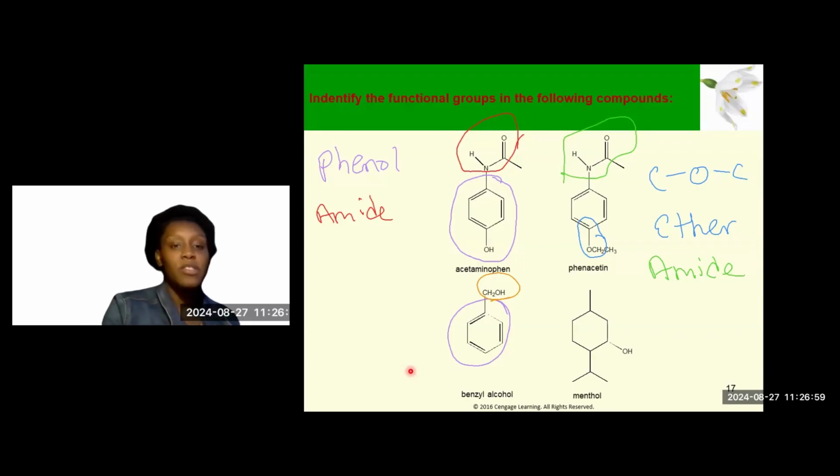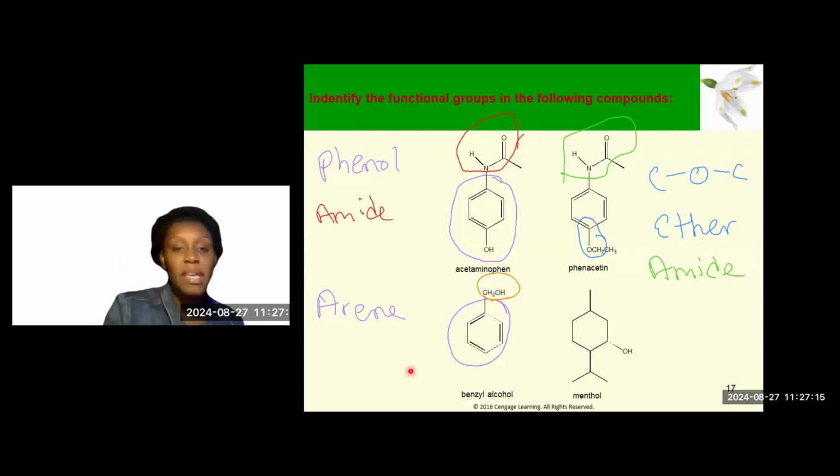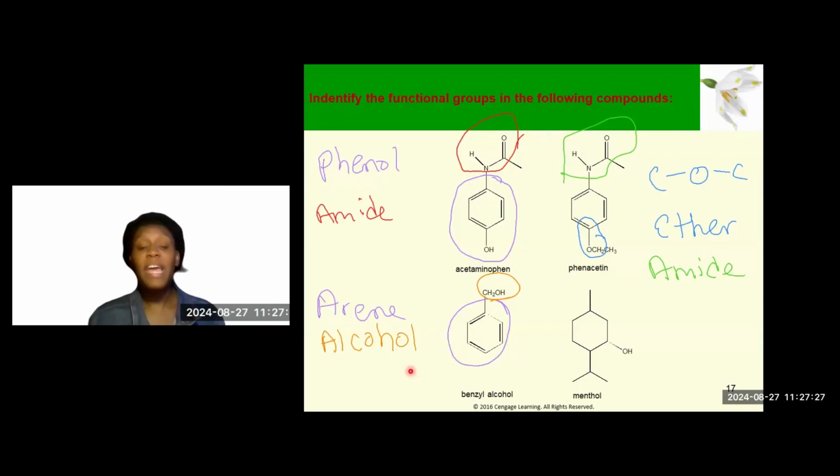All right, so with these functional groups, again, you have an arene. Now notice, don't get confused. Even though there's an OH in the arene, the OH is not directly attached to the arene, so that would not be a phenol, okay? It's not directly attached to it. So that is going to actually be an alcohol. For it to be a phenol, it has to be directly attached to the ring. Okay? Now for the next one. What functional group do you see on there?